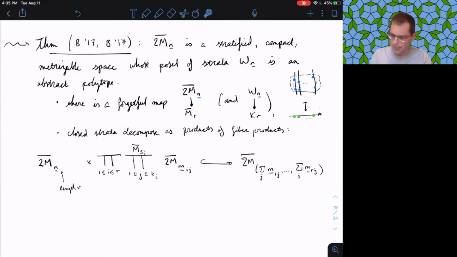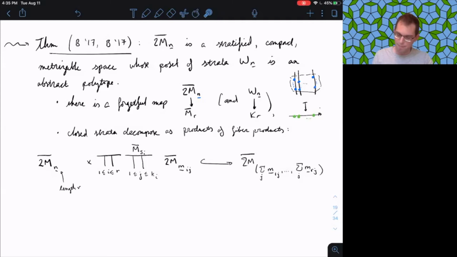On the interiors, if we take an element of 2M_n bar, this guy here, and I'm using the plane presentation instead of the sphere one because it's easier here, we're going to forget the data of where all the blue points are and remember only where the lines are. Then we get a bunch of points on a copy of R, and that's exactly an element of the interior of M_r bar.